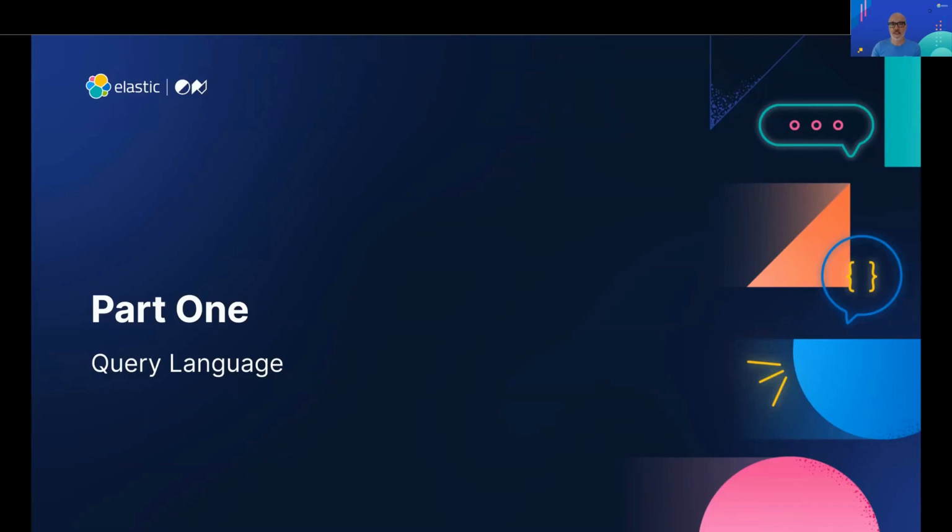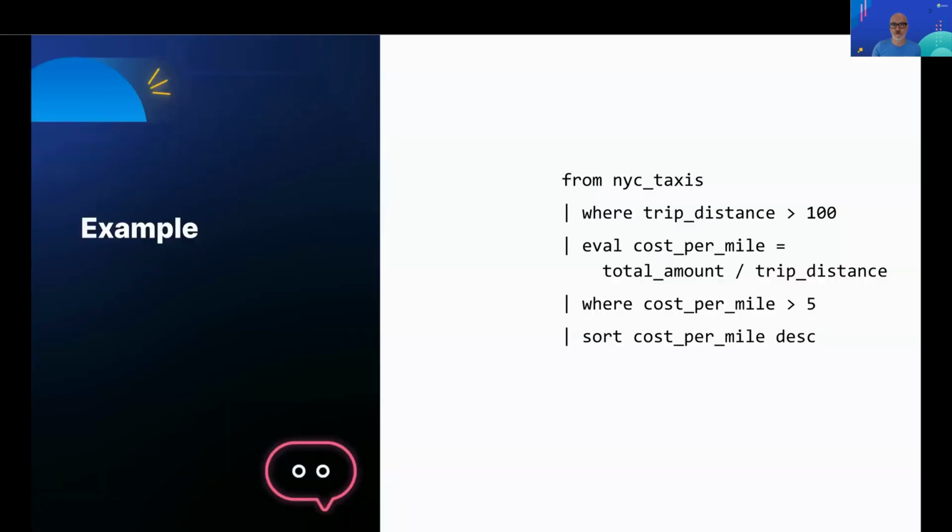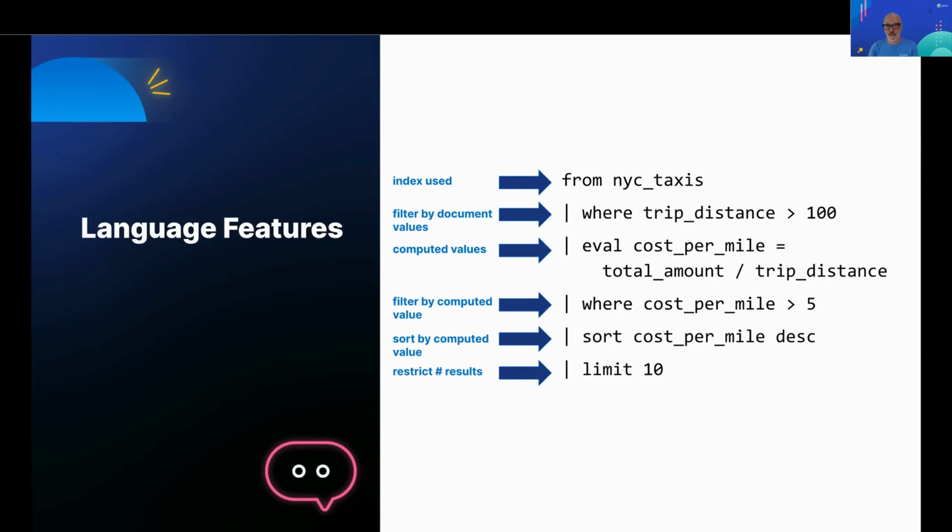So let's first take a dive into the language. Here's a very simple first query. You'll notice that we use pipes to combine stages of the query. Diving into the syntax a little, we first start with the index you want to search. In this case, it's the NYC taxi index. We can then compound multiple statements to further refine the results.